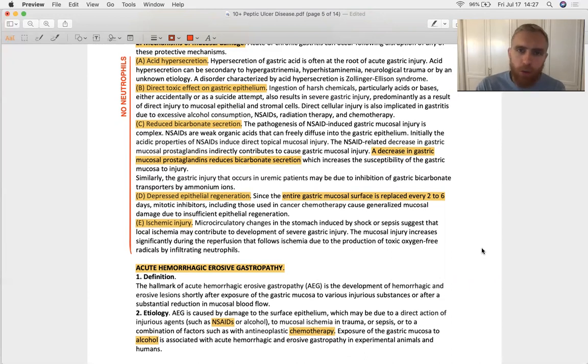And I want you to remember that all of these are gastropathies. And so histologically, you don't see any neutrophils there. And that's our differential for gastritis versus gastropathy. Gastritis has neutrophils, lymphocytes. Gastropathy does not.